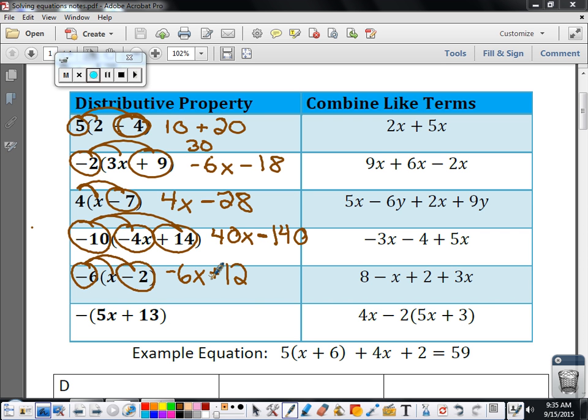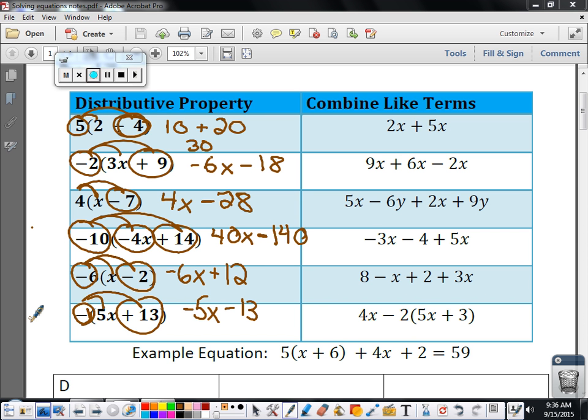Everybody good? Moving on. Now this one, guys, there's only a negative sign, but actually there's an invisible 1. So really what we're going to distribute here is negative 1. So what's negative 1 times 5x? Negative 5x, because it's going to change the sign, right? And then negative 1 times 13 gives me what? Negative 13. Very good. Any questions on that, guys? So that's the distributive property. It's a very important thing. We're going to go over it a ton this year. We're going to use it a lot.